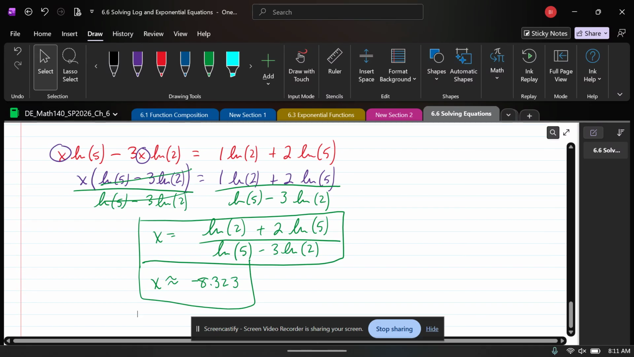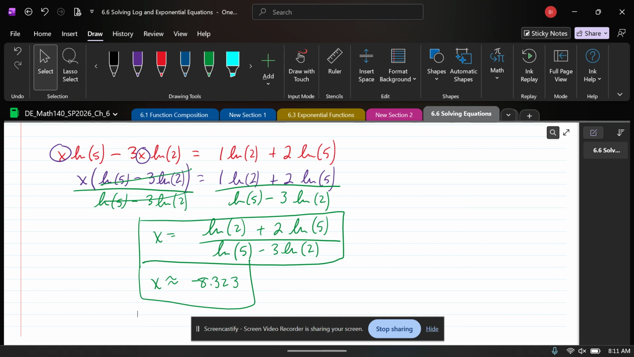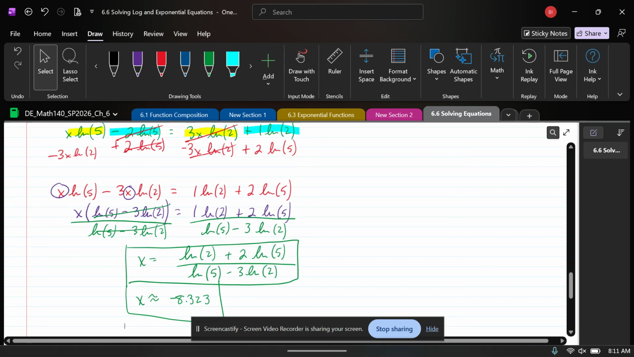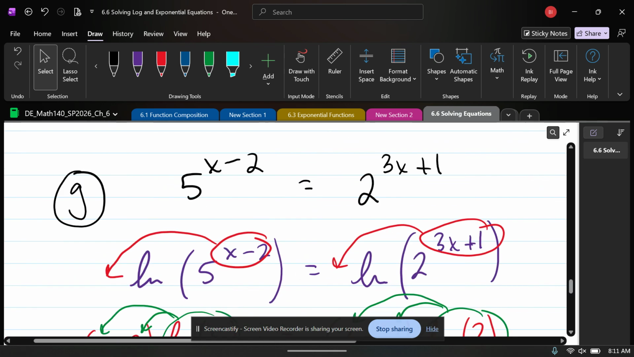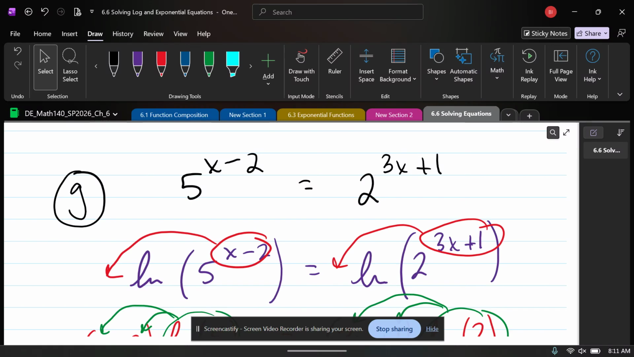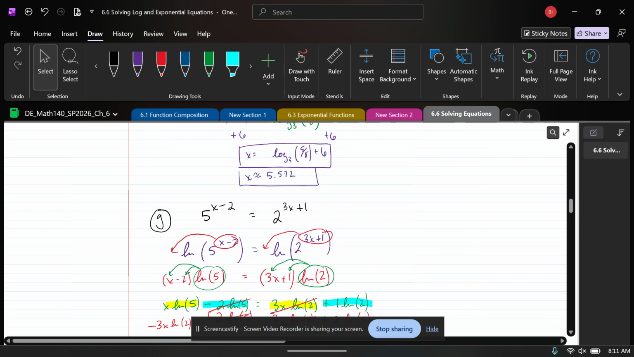Now, let's do another one of those. Those are the most difficult ones in this section. No question that they are more difficult. The clue that we look for is that the beginning of the problem has different bases on each side with variables in the exponents. That's how we know it's going to be one of these types of problems. So let's do us another one of those.